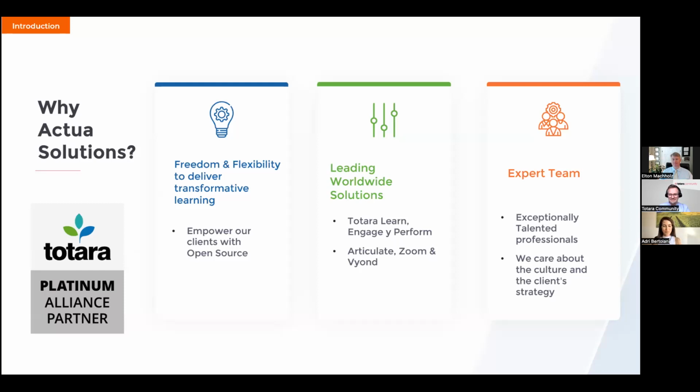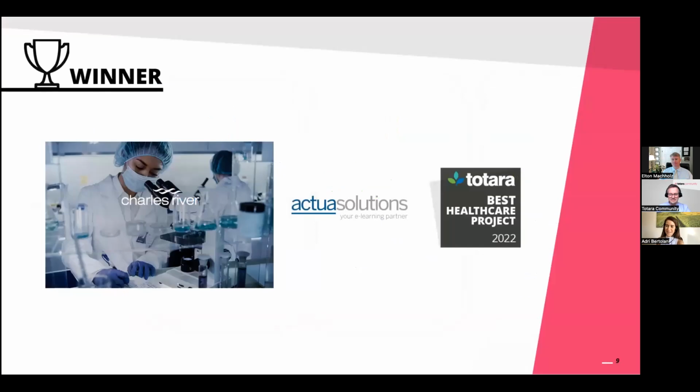That is Actua Solutions. And that being said, we are also very proud because we have been awarded the best healthcare project with this project. So it is fantastic, and I will leave it to Elton for him to share all the insights that he has gathered throughout these 8 years, or more than 8 years, of project with Totara. So thank you, Elton. Well, massive congratulations to you both as well for winning that award. It's hard to win these awards, so congratulations on that. And so since 2013, you've partnered with Actua Solutions to ensure your Totara platform runs smoothly and does everything that Charles River needed to. So what are some of the things that you've achieved together over the last years?